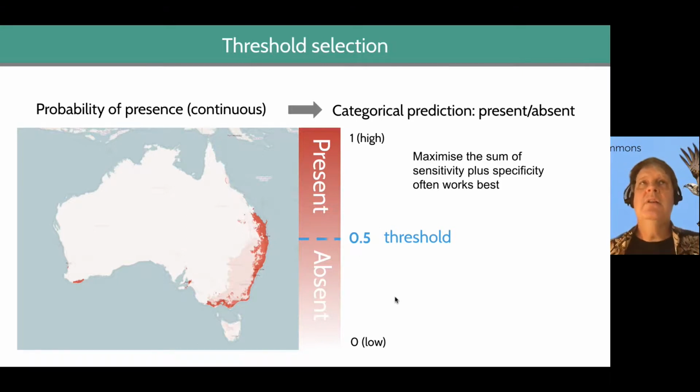So thresholding is deciding on one threshold where everything above that number is going to be deemed as probably suitable to be present, and everything under that number is going to be deemed as absent. 0.5 is the obvious threshold, but there are all kinds of examples in the literature where that's almost always not the optimal threshold to choose. So we'll talk a little bit about that in this section, and more about this in the next module on model evaluation.